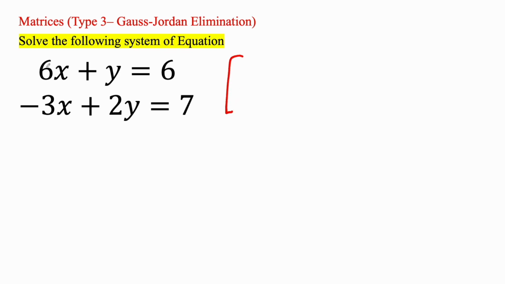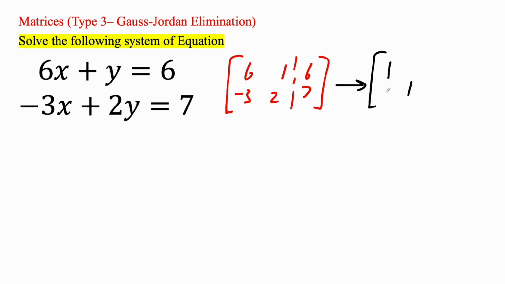So first, let's rewrite this using matrix form. So we take the coefficients: 6, 1, negative 3, 2, dash, dash, dash, keep our 6 and 7. Now with this method, our objective is to have this diagonal as 1 and this diagonal as 0. And when we achieve this goal, then whatever number here would represent x, and whatever number here would represent y. And in order to achieve this goal, we have to use row operations.